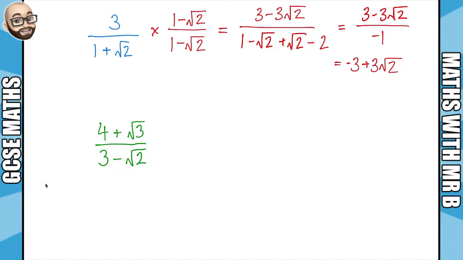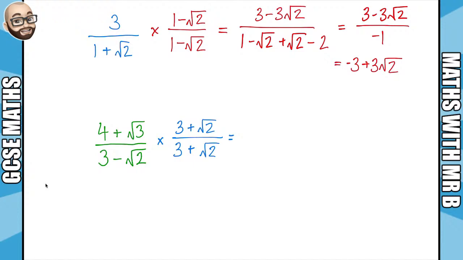So let's now try and do this last one. And the reason this last one's going to be even nastier is because the top, the numerator, is also irrational at the moment. Now remember, we don't need to rationalize numerators, we just need to sort out the bottom. So the trick is, we're going to times it by 3 and root 2, and 3 and root 2. And because this one was a negative at the bottom, we're now going to multiply by 3 plus root 2 over 3 plus root 2.